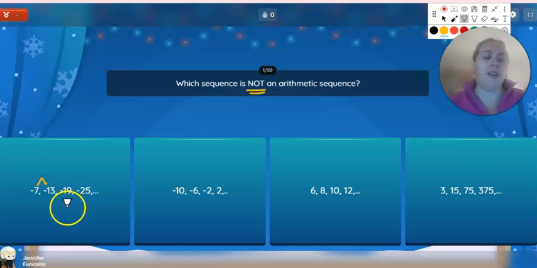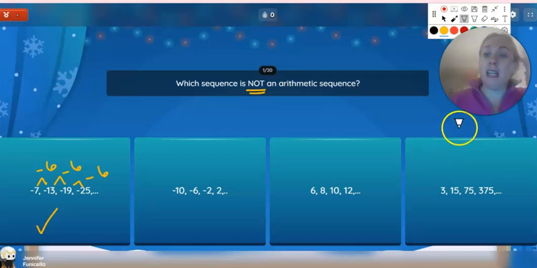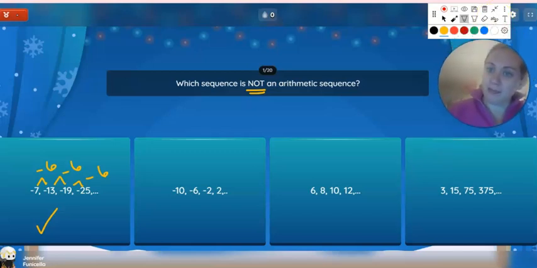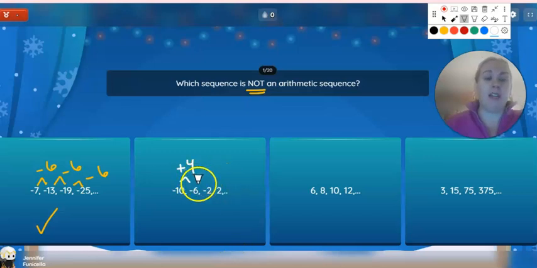So when we look at the first one, -7 minus 6 gets us -13. -13 minus 6 is -19. -19 minus 6 is -25. So that one is an arithmetic sequence. For B, -10, it's getting bigger, it's getting closer to 0. We're adding 4. -6 plus 4 is -2. -2 plus 4 is +2, so that one is also arithmetic.